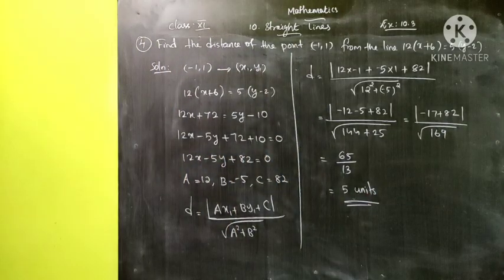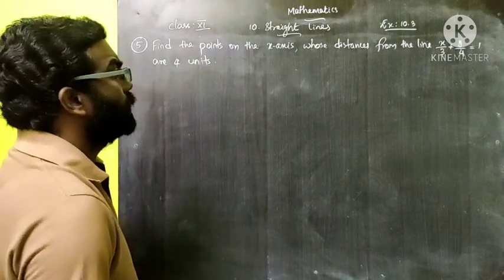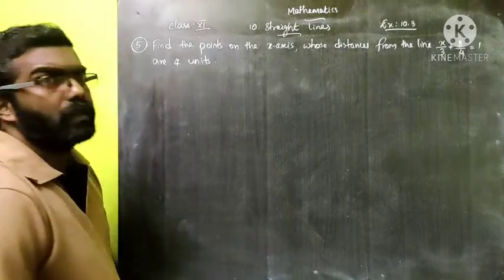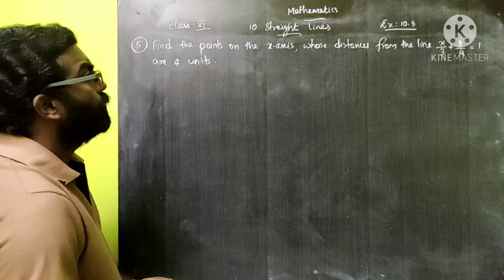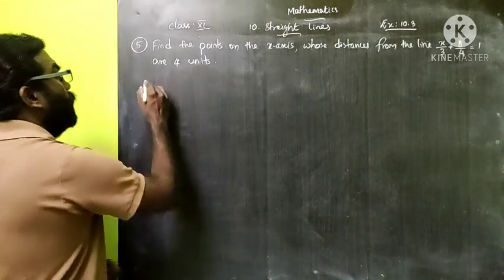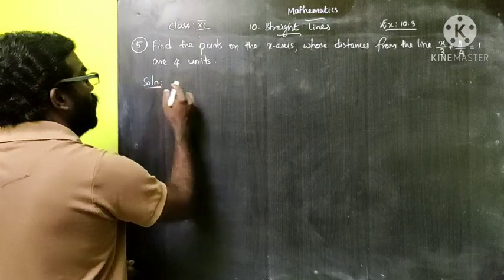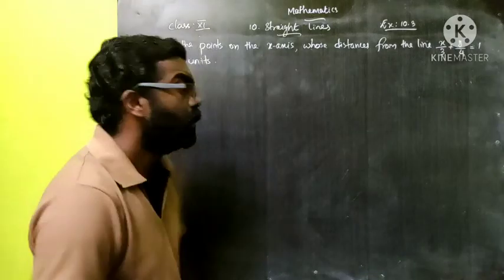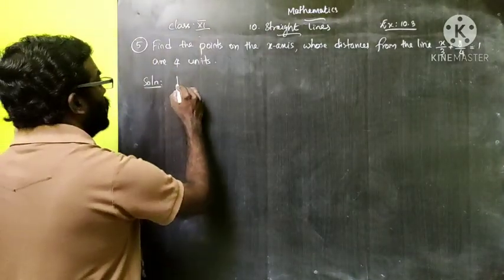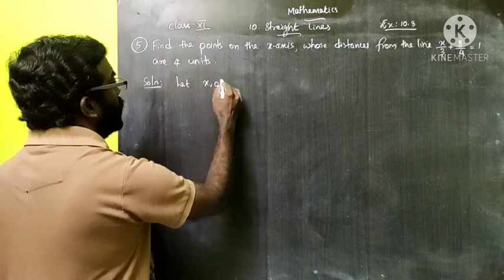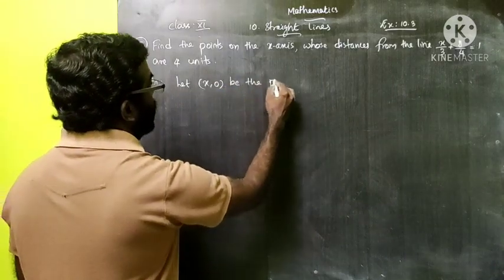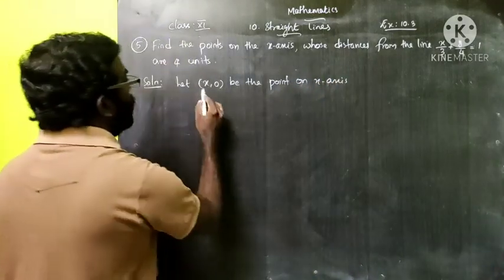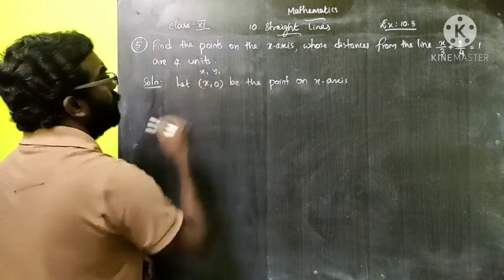Okay. Next one, find the points on the x-axis whose distances from the line x by 3 plus y by 4 equal to 1 are 4 units. Distance is given. We have to find the points on the x-axis. We know the points on the x-axis are of the form x comma 0. On the x-axis, the y coordinate is 0. So here we can consider the point as x comma 0. Let x comma 0 be the point on the x-axis, so this can be treated as x1, y1.